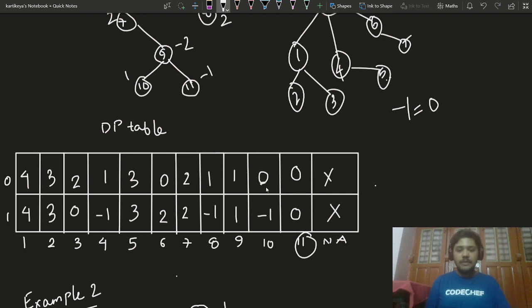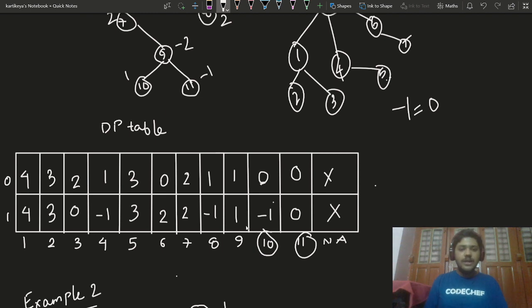Now the negative path which starts at 10 and ends at 10, there is no such path. An empty path cannot be considered as negative, so we will fill it as minus 1. Minus 1 indicates that there does not exist any such path. You can see it here.